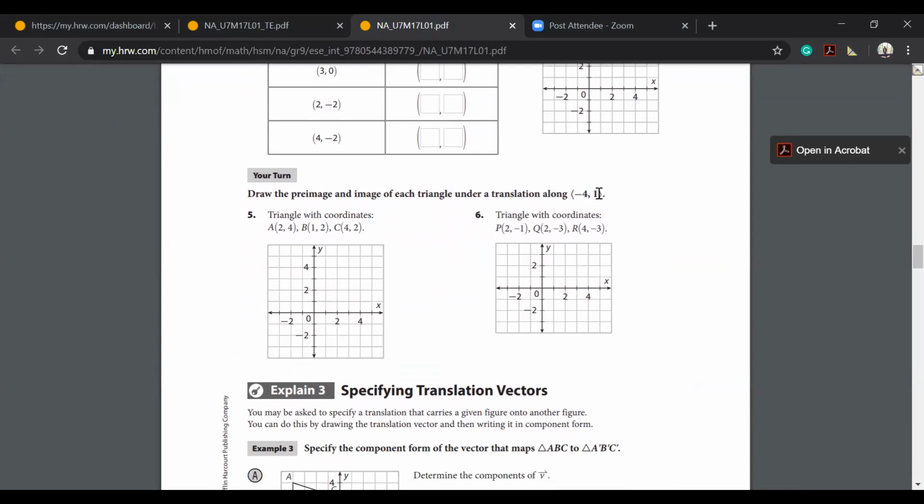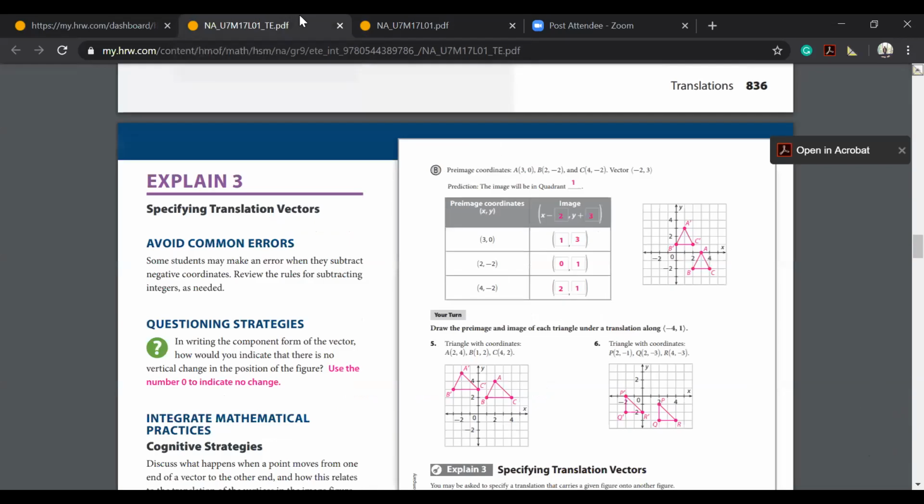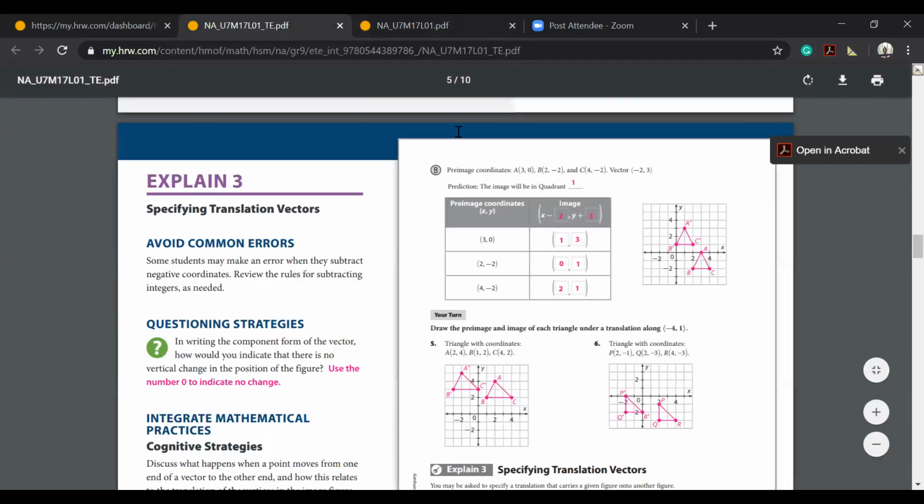First of all, -4 and 1 means what? It means that I should move left 4 units because this is negative, and up 1 unit because this is positive. You don't even need to calculate this. Since you already understand that I should move 4 units left and 1 unit up, you can do it right away. Anyway, I'm going to start by graphing the pre-image first. You have to graph the pre-image first. So this is what we did here.